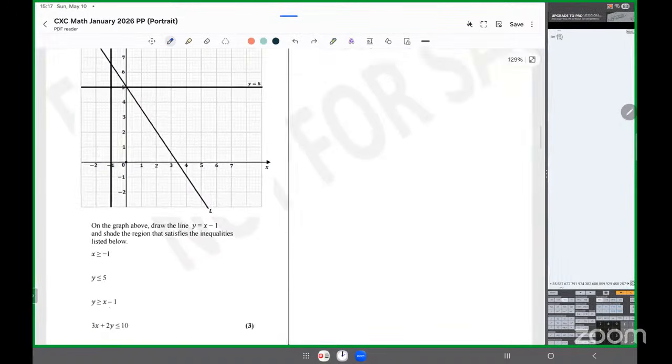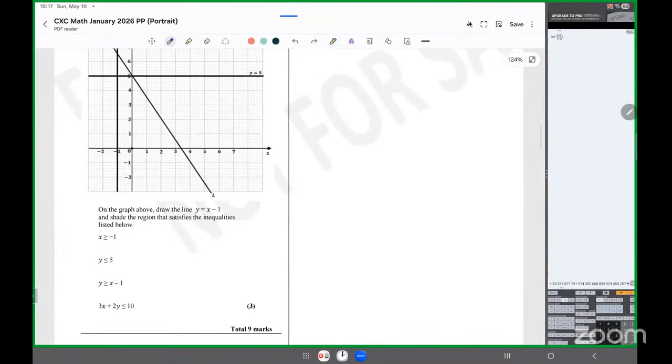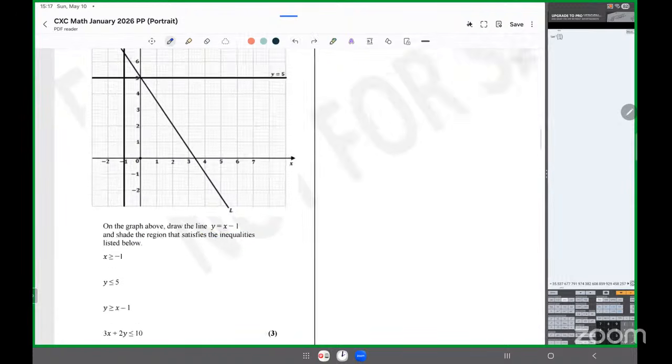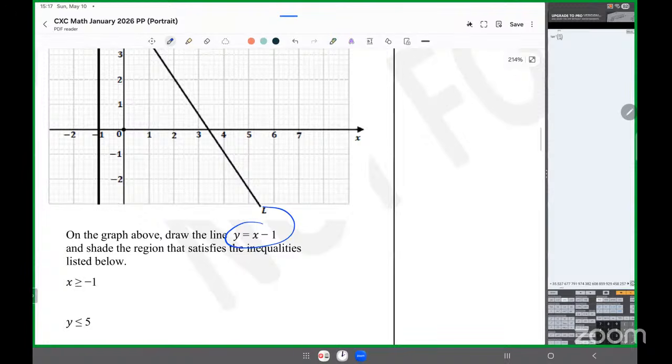The question says, on the graph, draw the line y equals x minus 1 first. We can draw this line quickly. We know the y-axis intercept is -1, and it has a gradient of 1, because the number in front of the x is not shown, so it's a 1. So for that line, c is equal to -1 and the gradient is equal to 1.